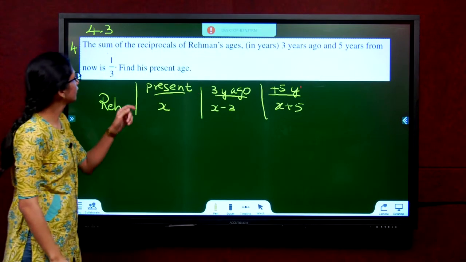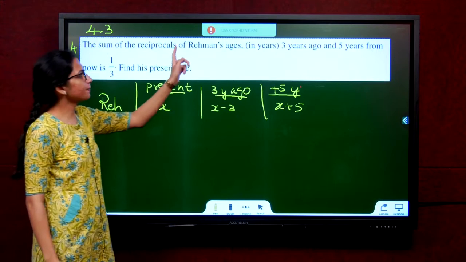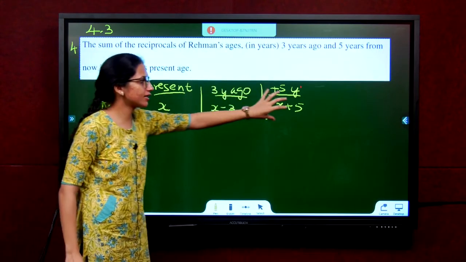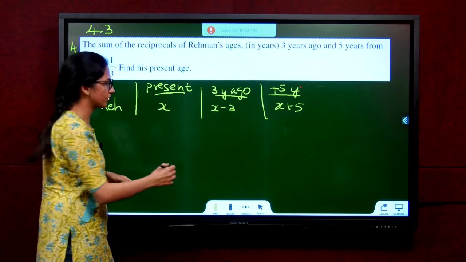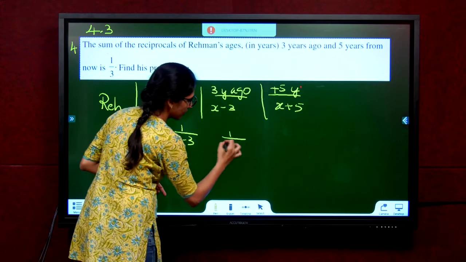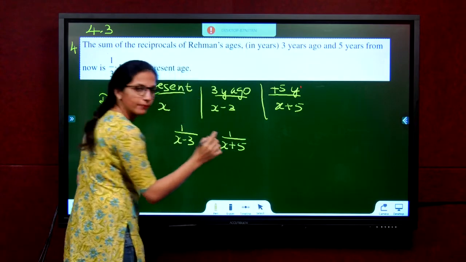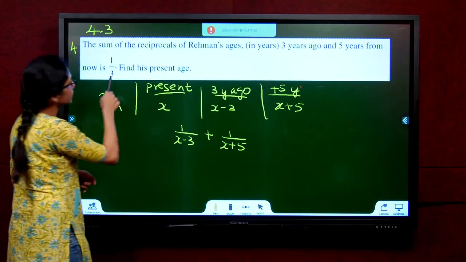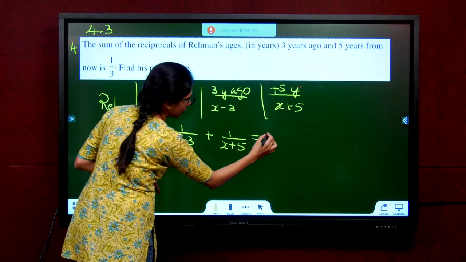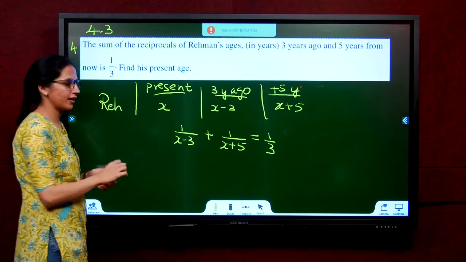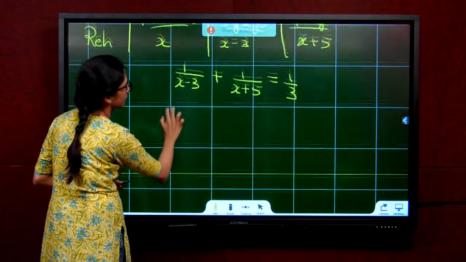Now read the question. Sum of reciprocals of Rahman's age. They're not talking about this age and this age. They're talking about their reciprocals. So take their reciprocals. Sum, addition, is 1 by 3. Find his present age. Find the value of x.